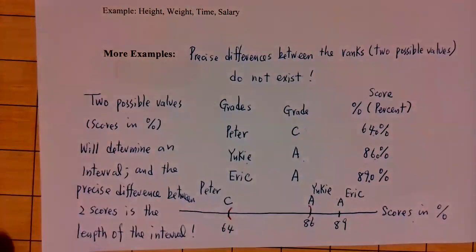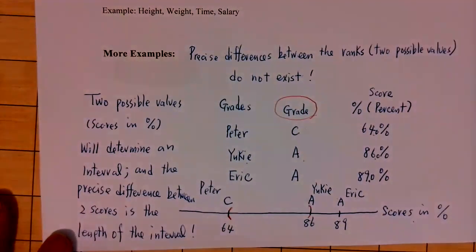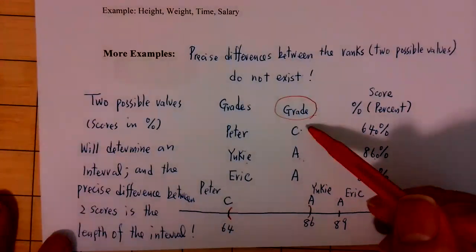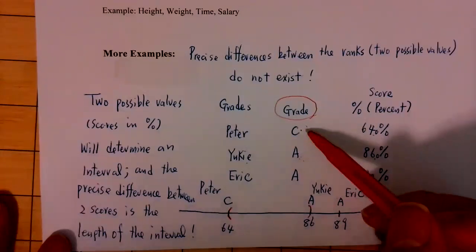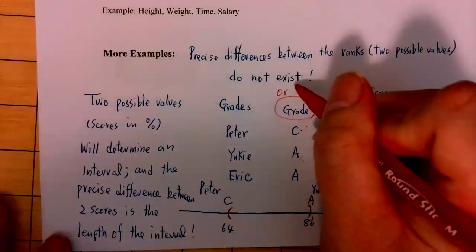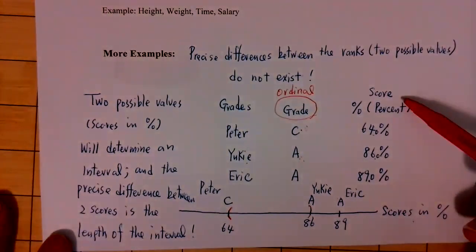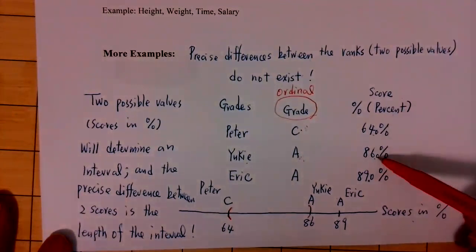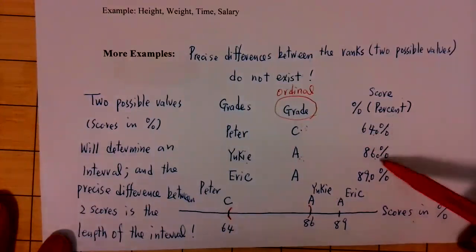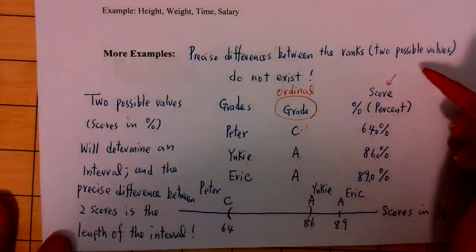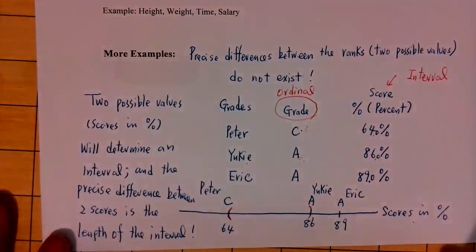Okay? So that's why we say letter grades, we can tell which one is a better grade, but precise difference, A is better than C, but how much better? We don't know. This is ordinal level. But test score in percentage, 86 is better than 64. But how much better? 86 minus 64, the length of the interval. So score in percentage is called interval level.